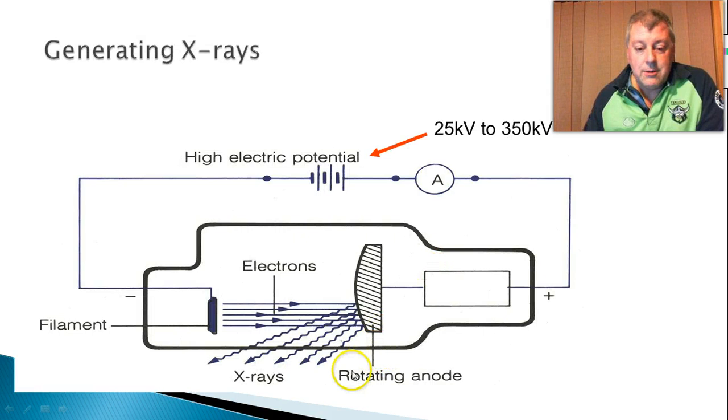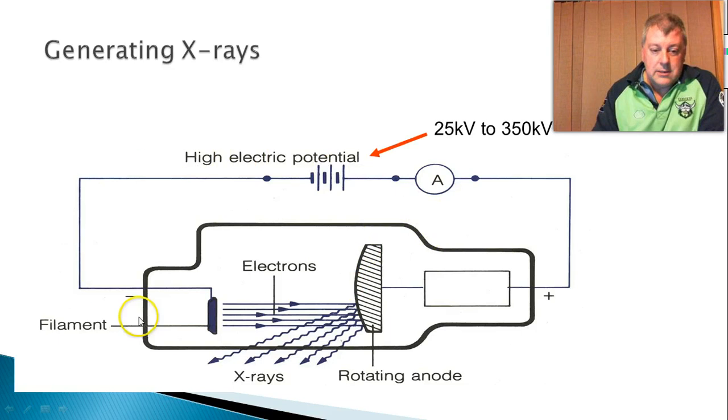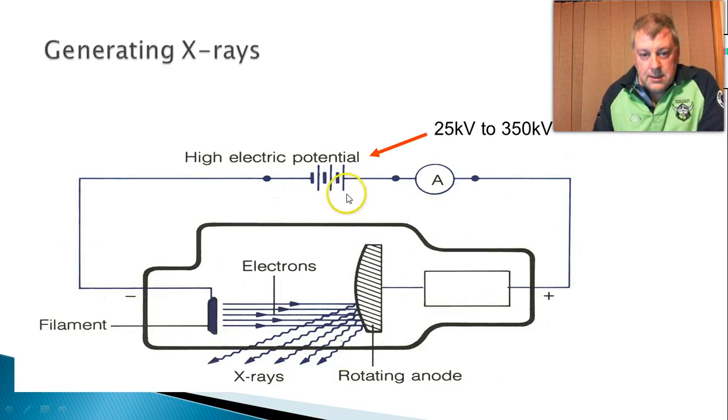Now, how are they generated? If you go to the hospital and you get an X-ray, or you go to the dentist, any X-ray machine would have an apparatus similar to this. Basically, this would be the X-ray tube, and it's an evacuated glass tube with two electrodes, and the two electrodes are connected to a very high voltage, 25 kilovolts to 750 kilovolts, which is a very high voltage.